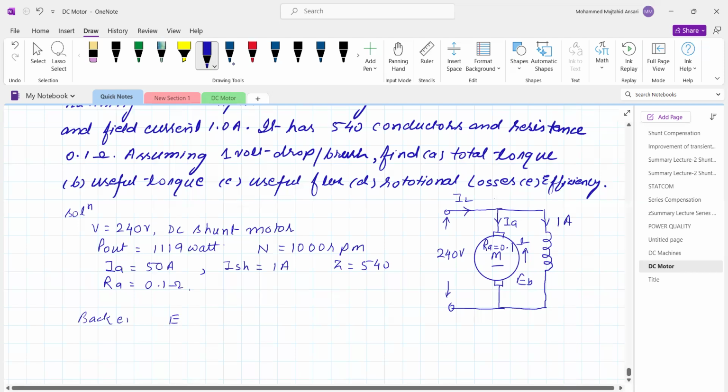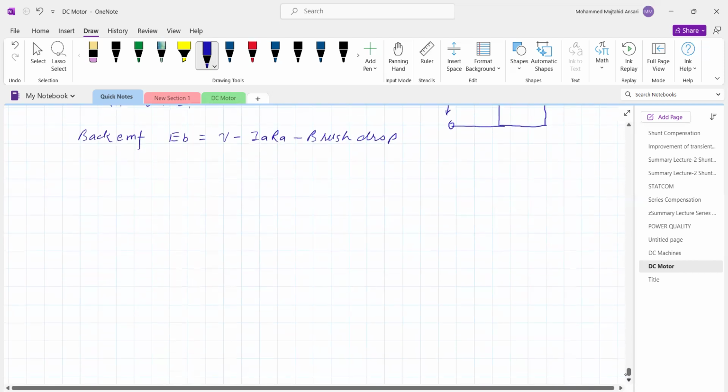Back EMF. EB is equal to V minus IA RA minus brush drop. Since the brush drop is given; if it is not given, we consider it equal to 0. So 240 minus 50 into 0.1 minus 2. So the back EMF value is 233 volt. So this is the back EMF.